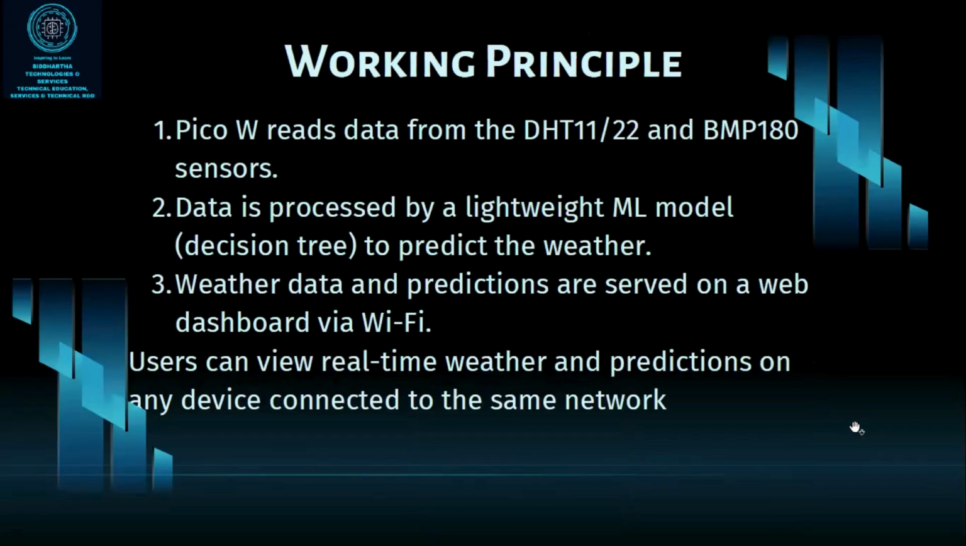Next slide. Working principle. How does it work? Pico W reads the data from DHT11 and BMP180, and the data is processed by a lightweight ML module. That is a small module that I'm going to show you, and we will discuss it in the code part. The data and predictions are served on a web dashboard via Wi-Fi. Users can view real-time weather and prediction on any device connected to the same network.